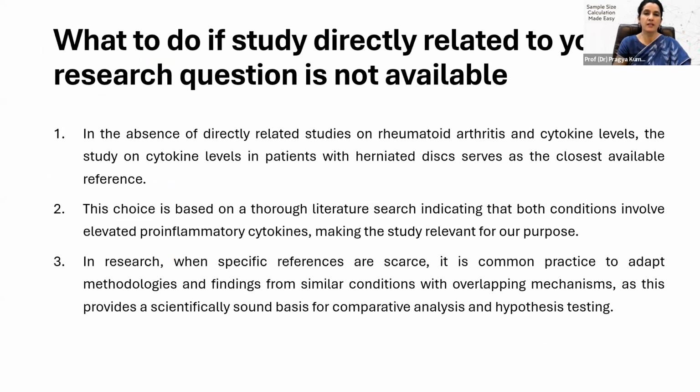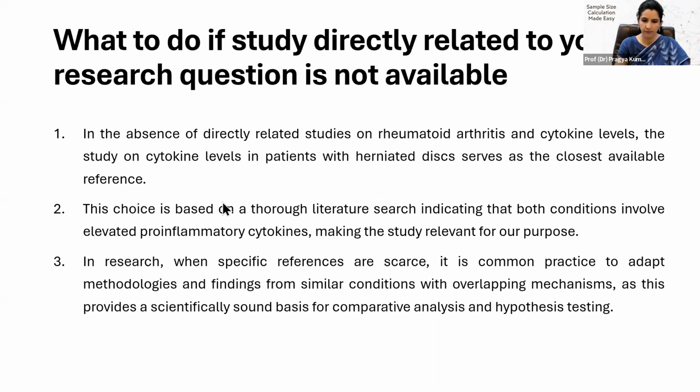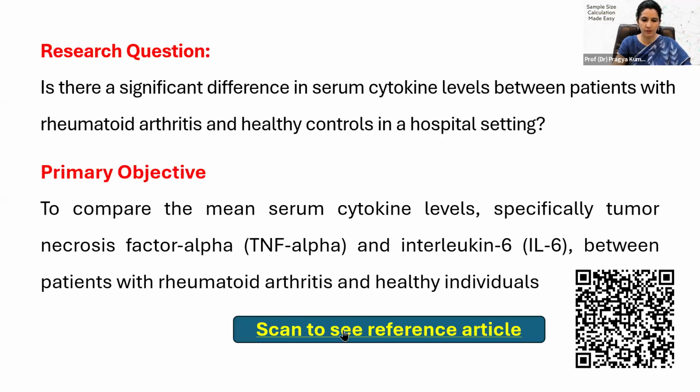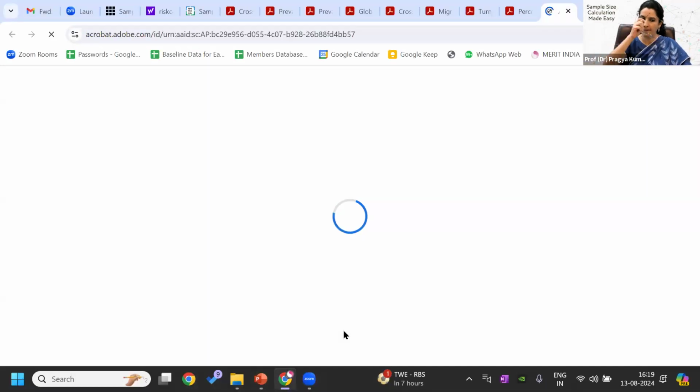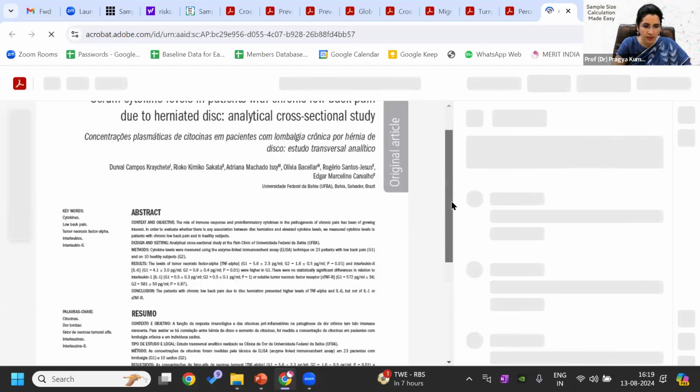So again, this is the same problem. What to do if a study directly related to your research question is not available? In such a case, you can closely take another variable. Like I have taken here the cases on rheumatoid arthritis with cytokine levels. And this was the serum cytokine level in herniated disc patients. This was another study. So if you see this article, this was on low back pain, serum cytokine level.